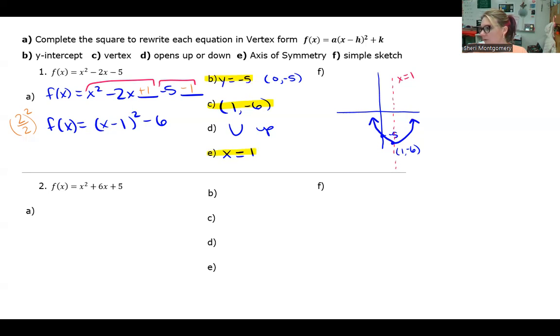Any questions over any of those parts for the sketch? Okay. The next one, I'm actually going to let you guys do on your own. I'm going to make a copy of this screen, so I'll do it too.